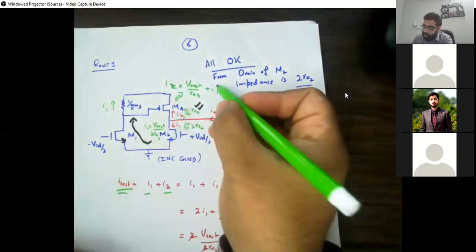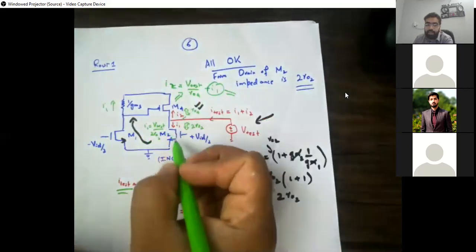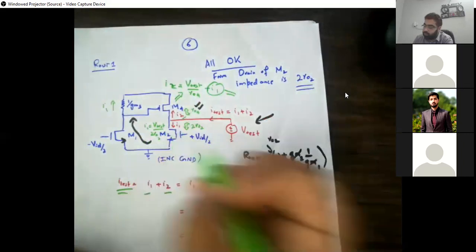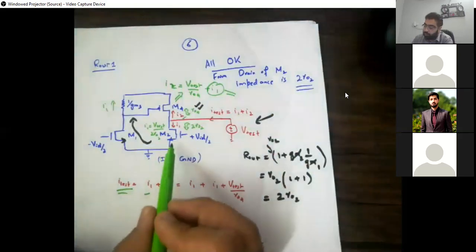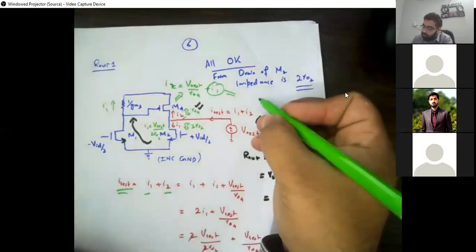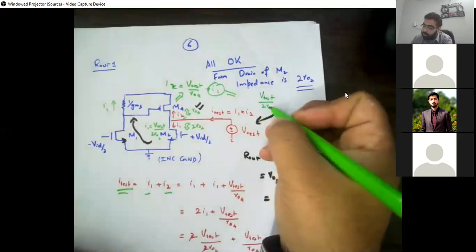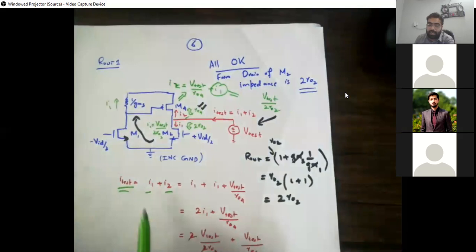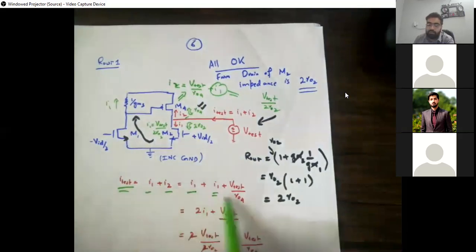And what do we have for I1? I1 is V test divided by RO2. Sorry, V test divided by 2 RO2, not 1 RO2, because now the impedance seen at this point is 2 RO2. So I1 is equal to V test divided by 2 RO2. So if we now plug these back in here, I2 will become I1 plus V test by RO4.